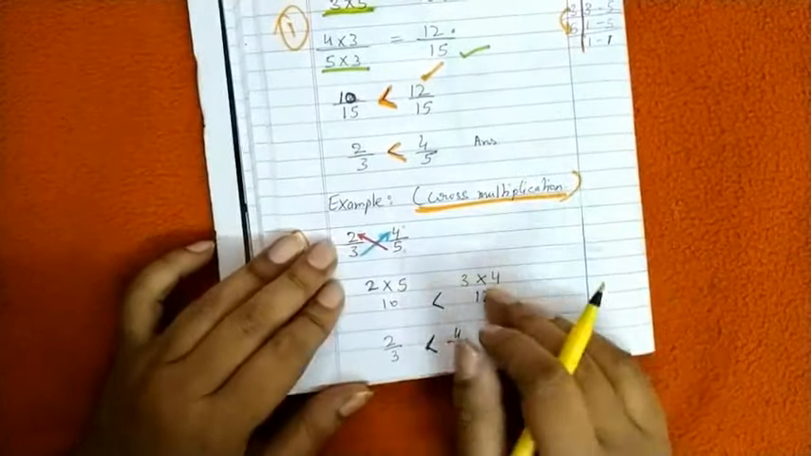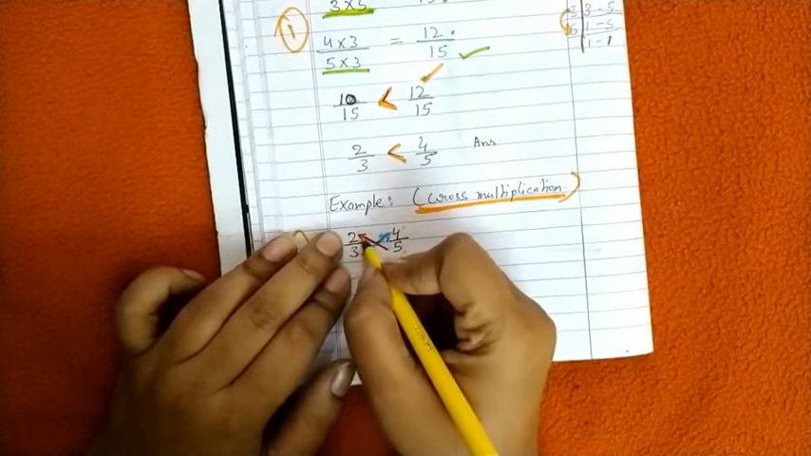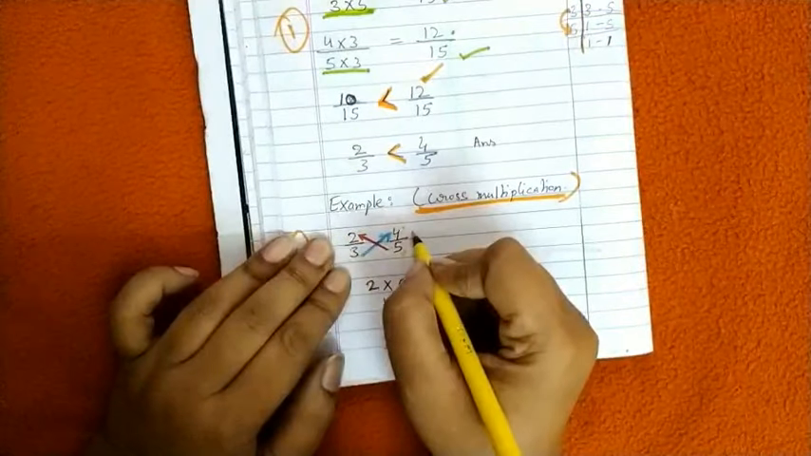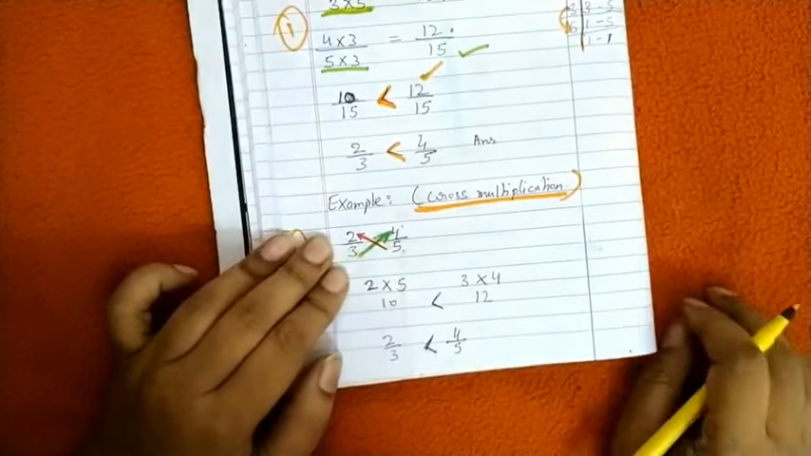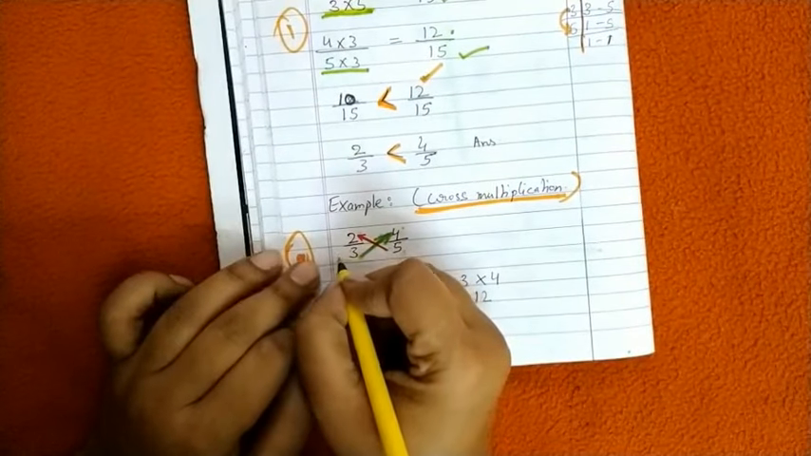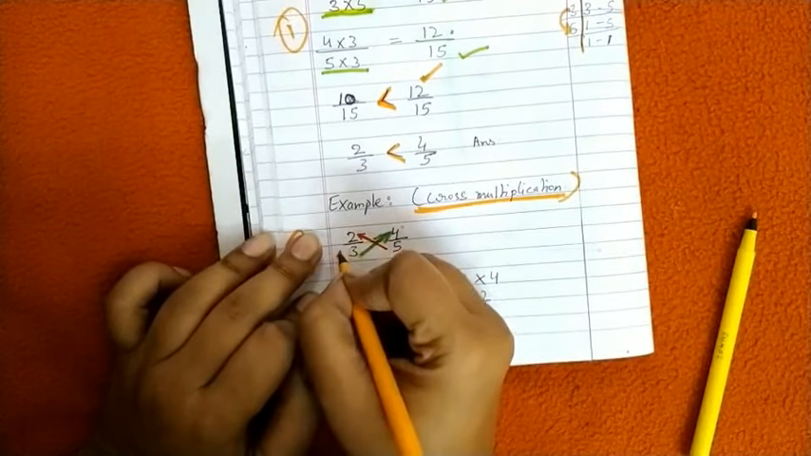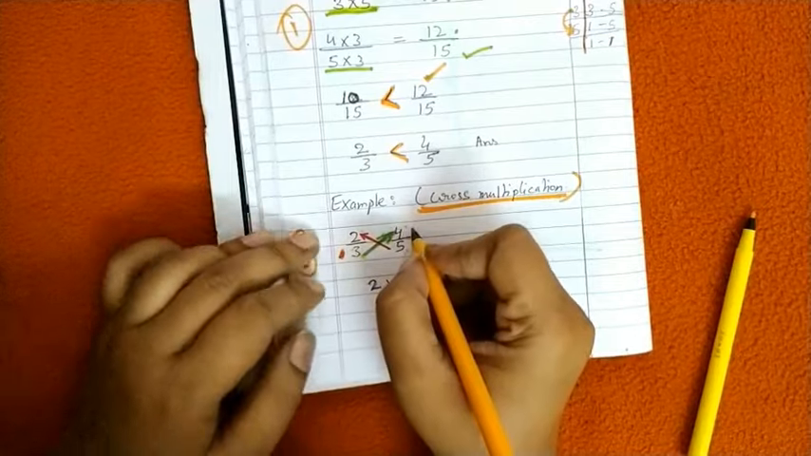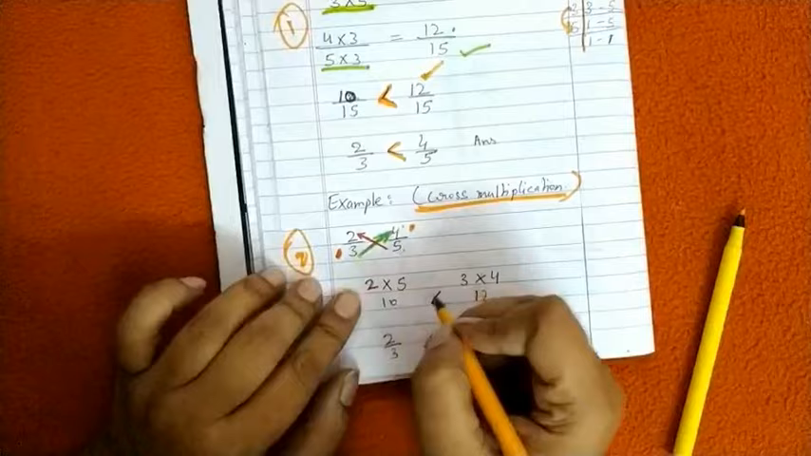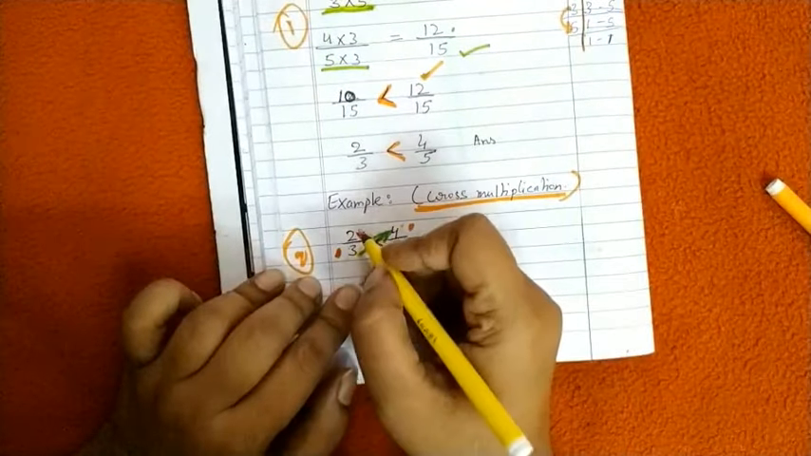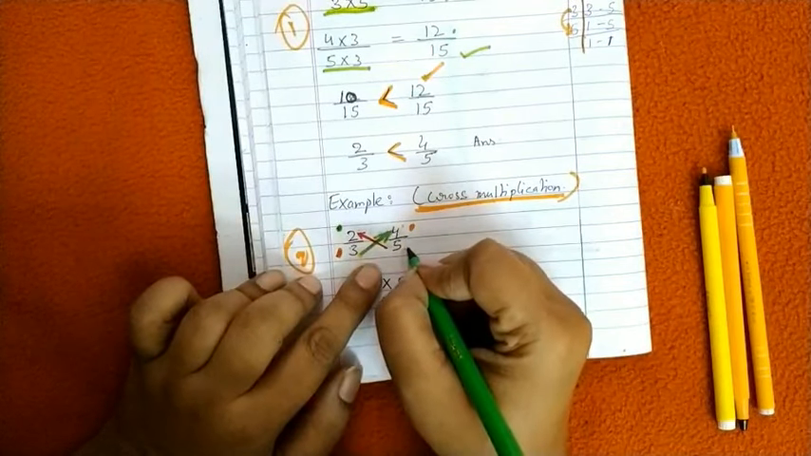So cross multiplication means the denominator of the first fraction will be multiplied by the numerator of the second fraction, like 3 into 4. Is it clear? And the second thing, the numerator of the first fraction will be multiplied by the denominator of the second fraction.